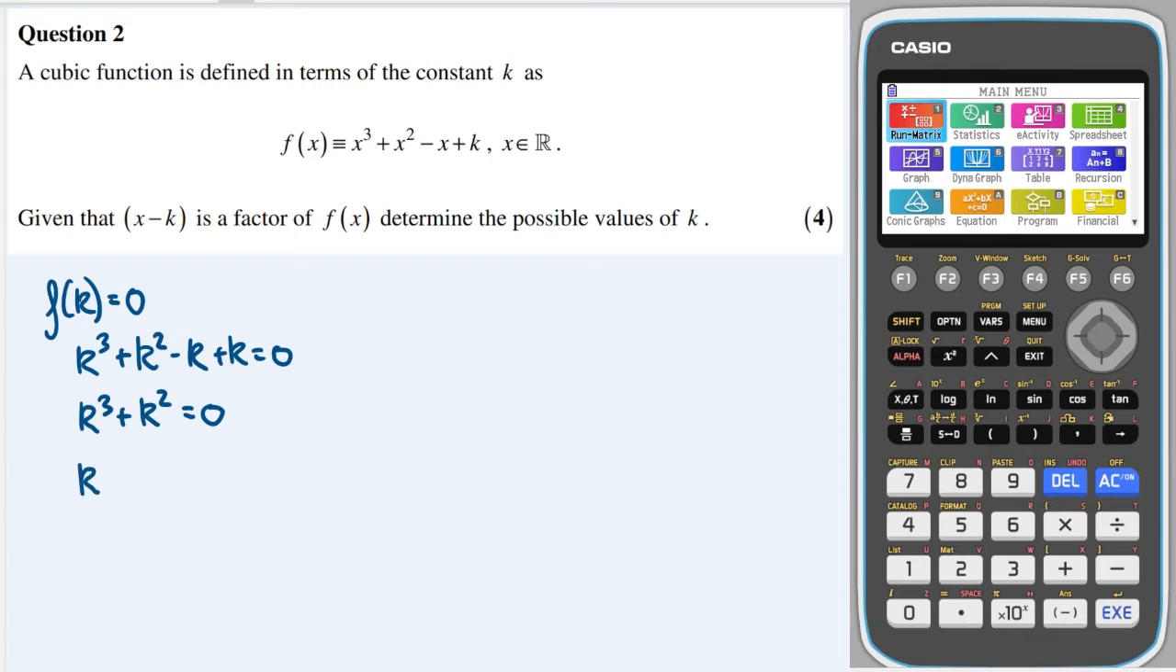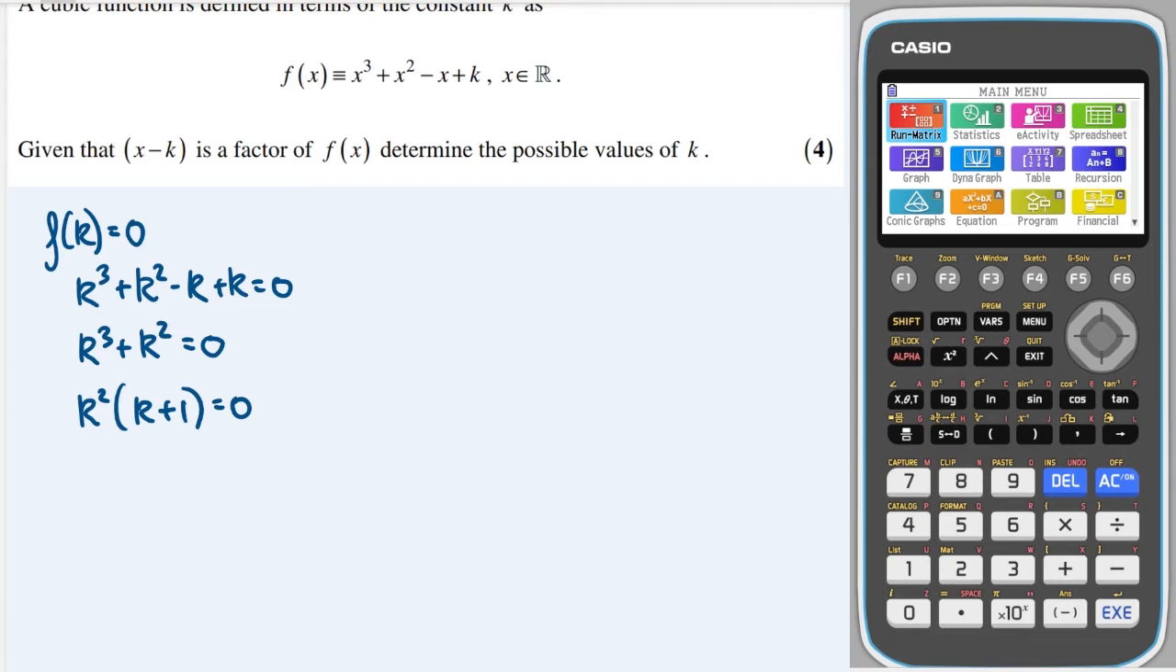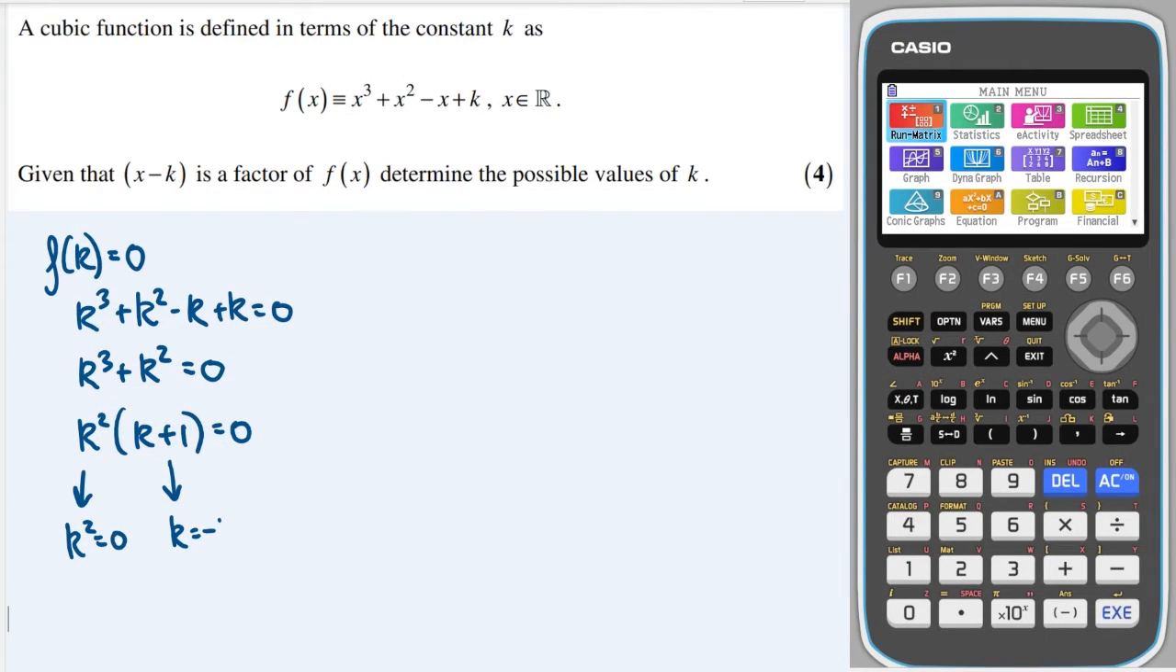I can take out a factor. It's always important to factorize if you can. And this gives me this. So therefore my solutions are either k squared equals 0 or k equals -1. And so therefore the two solutions are that k equals 0 or k equals -1.